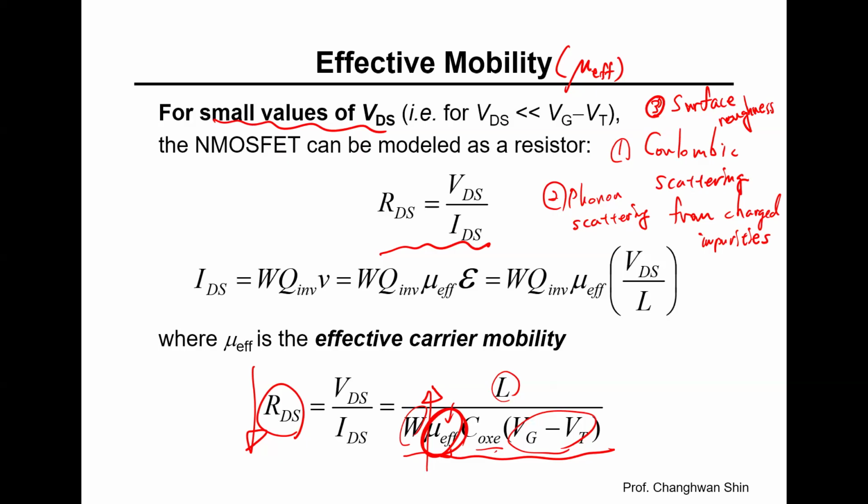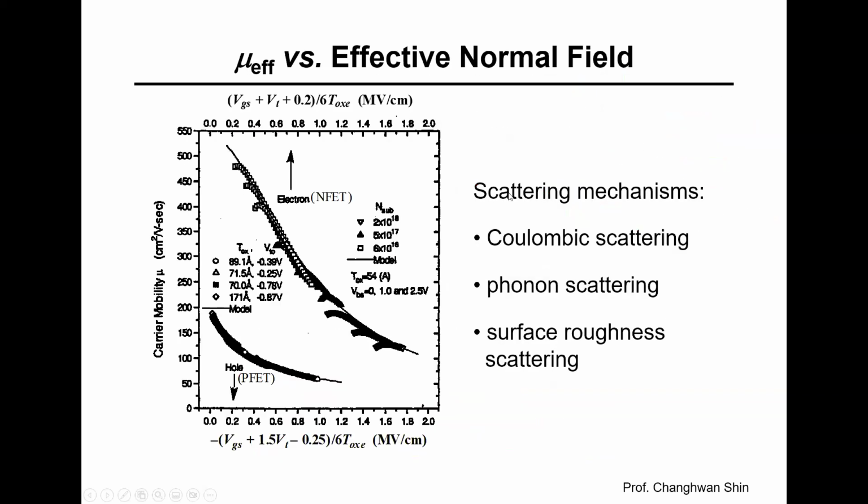So modern devices use various techniques to enhance mobility, such as strained silicon or different crystal orientations, similar to how highway engineers use better materials and designs to allow faster, more efficient travel. Okay. All right. So now let's move on to the next slide. Effective mobility versus effective normal field.